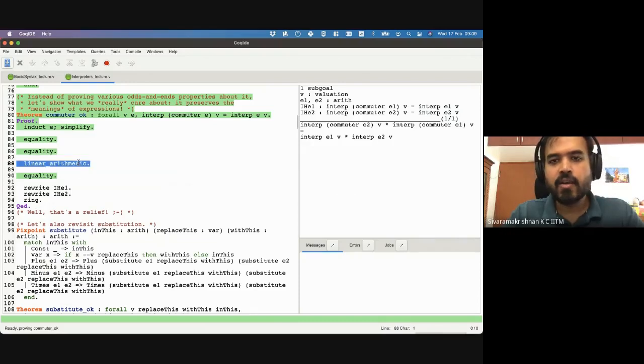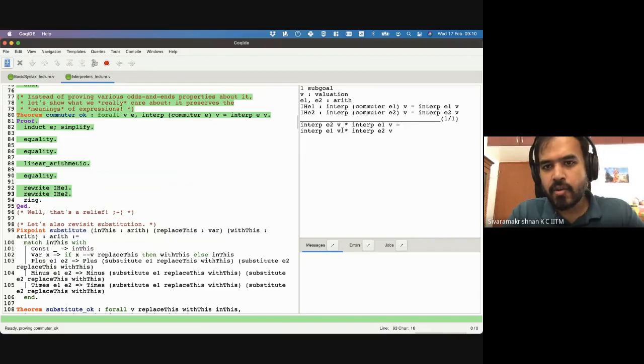Why? Because linear arithmetic only works for natural numbers with additions and multiplications by constants, right? Here we have multiplication by some unknown term. We don't know what the term is. So we have to explicitly do the rewrites ourselves, right? So we have this term on the left. We rewrite that with this term, and similarly for the other inductive hypothesis, right? IHE1, IHE2.